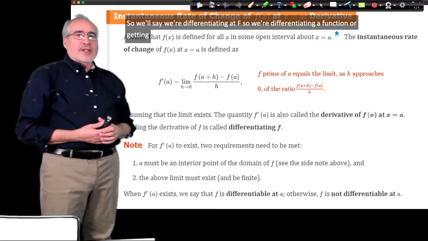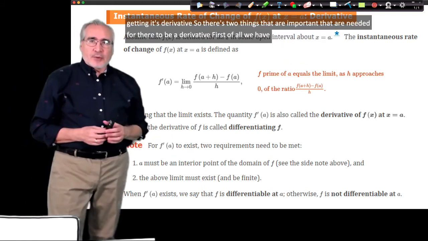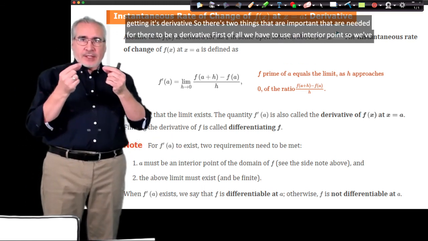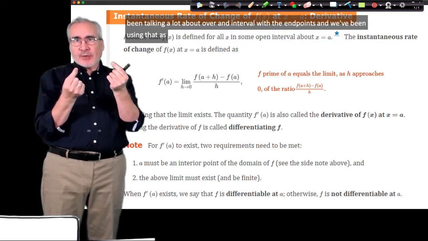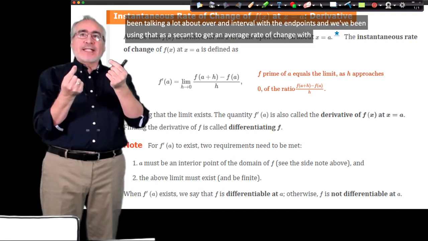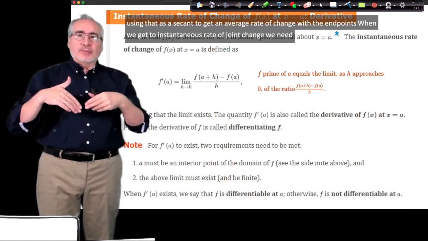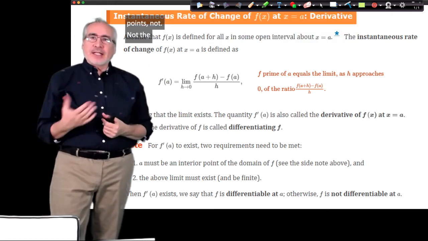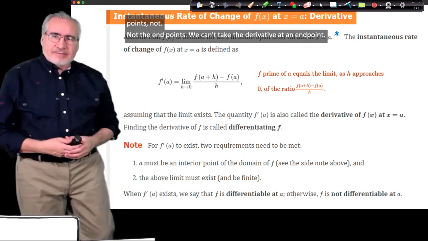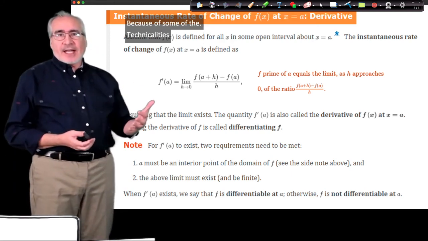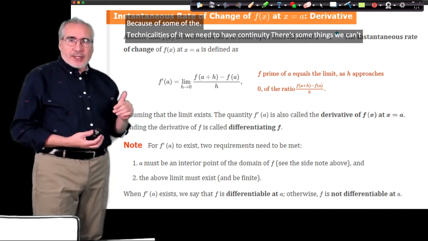There are two things that are needed for there to be a derivative. First of all, we have to use an interior point. We've been talking a lot about intervals with endpoints, and we've been using that as a secant to get an average rate of change with the endpoints. When we get to instantaneous rate of change, we need to use interior points, not the endpoints. We can't take the derivative at an endpoint because of some of the technicalities of it. We need to have continuity. There are some things we can't check that are happening at the endpoint.